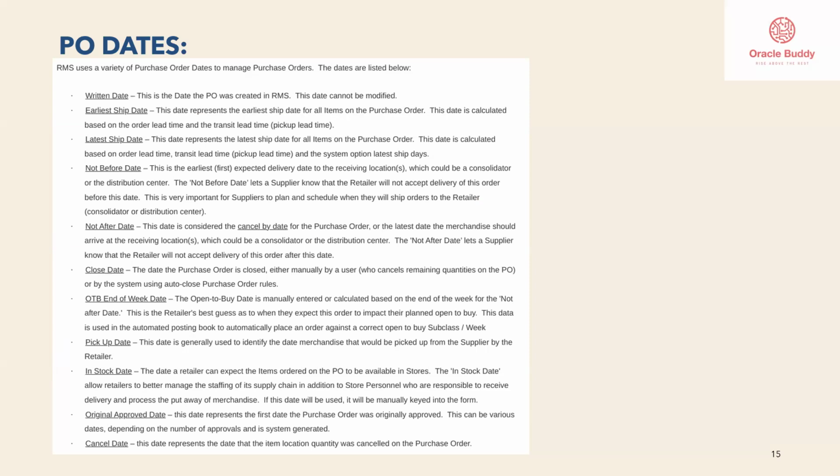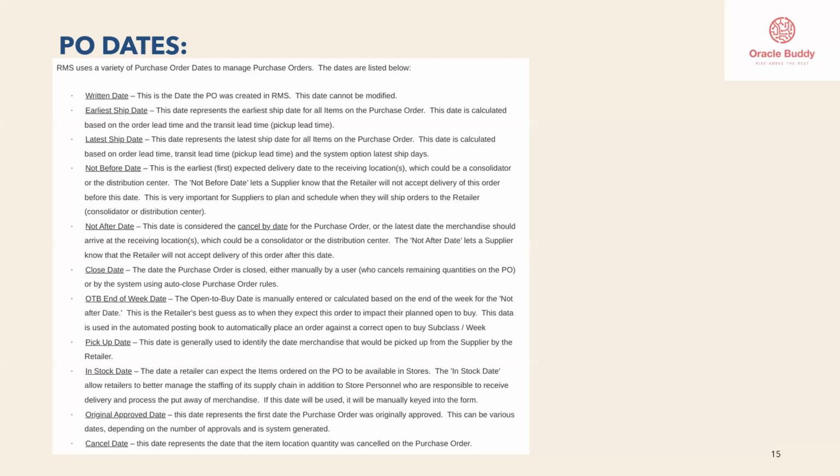Latest ship date. This date represents the latest ship date for all items on the purchase order. The date is calculated based on order lead time, transit lead time, and system option lead time. Not before date. This is the earliest expected delivery date for the receiving location, which could be a consolidator or the distribution center. The not before date lets a supplier know the retailer will not accept delivery of the order before the date. This is very important for the supplier to plan and schedule when they will ship the order to the retailer.